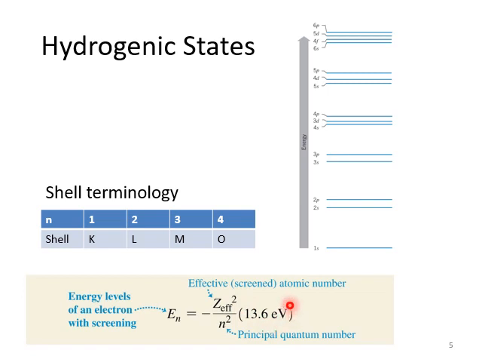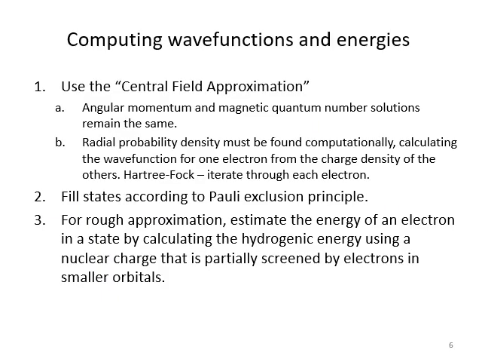So here's our Rydberg, 13.6 electron volts, our principal quantum number here, and then we have some effective charge that the electron in a given level sees. And that's a big part of what we're going to be talking about in the next several slides.